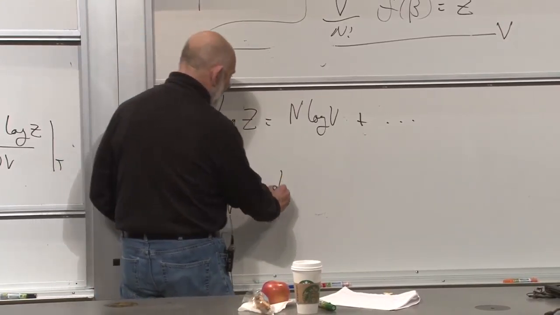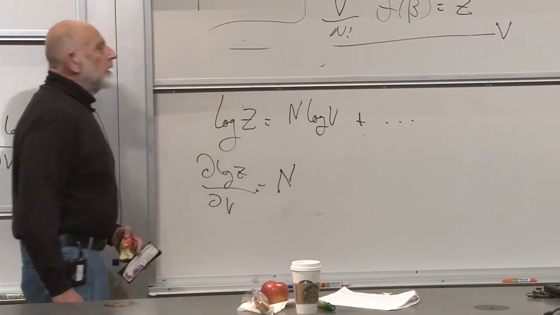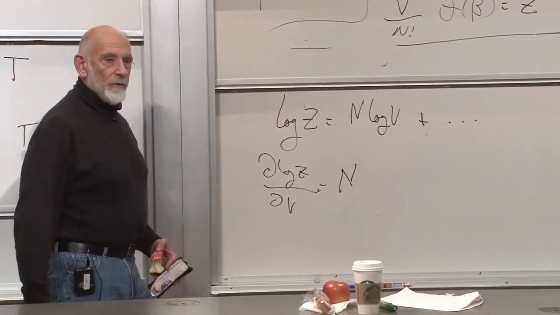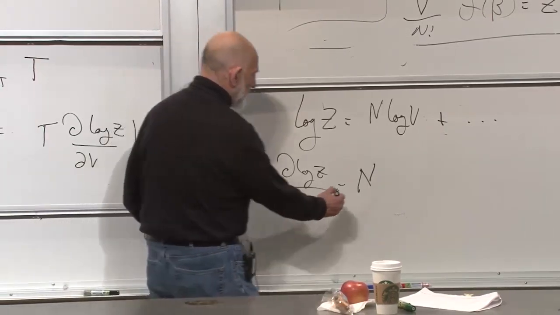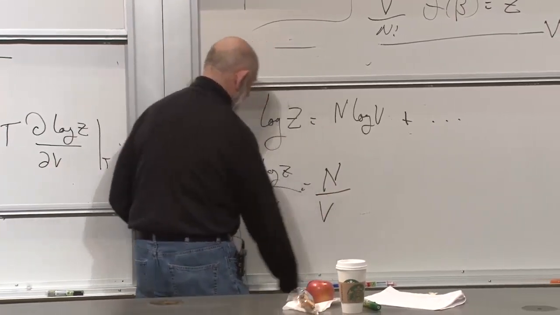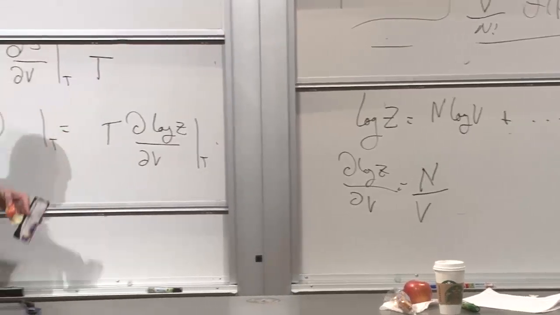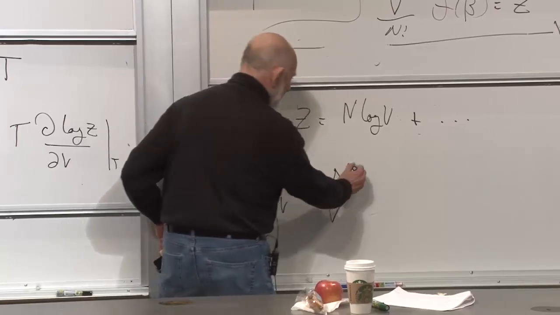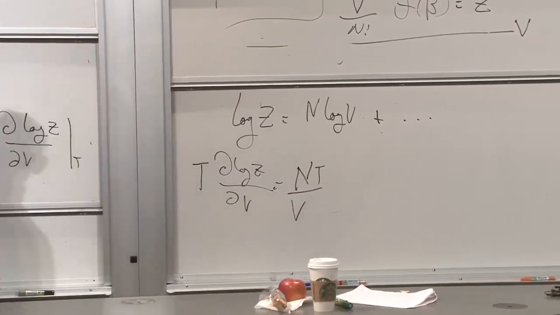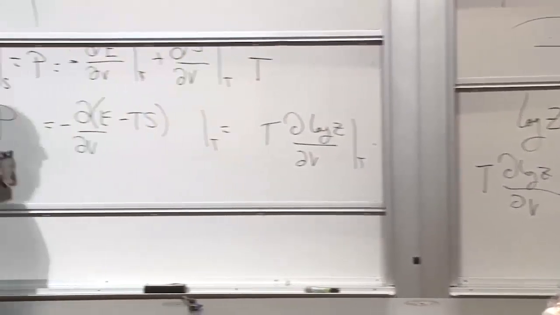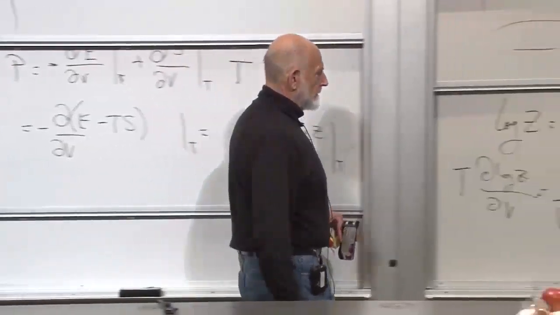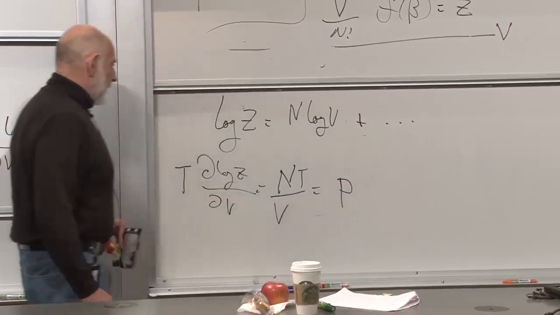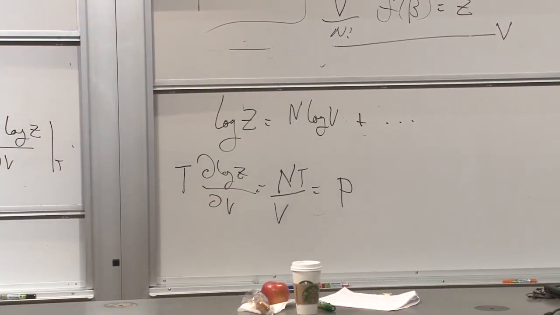It is equal to N times the derivative of log V with respect to V, which is 1 over V. Now, we're supposed to multiply that by the temperature. And what do we get? We get the pressure. You recognize that? PV equals NT.